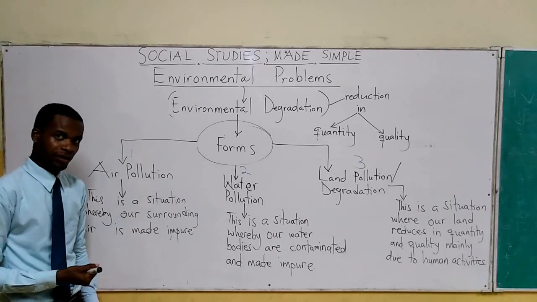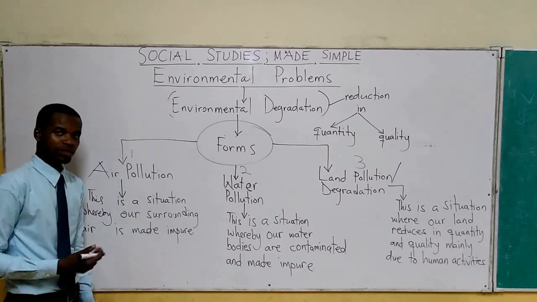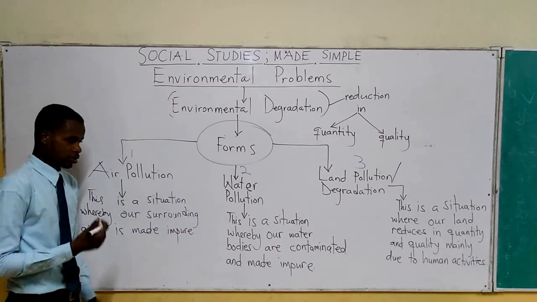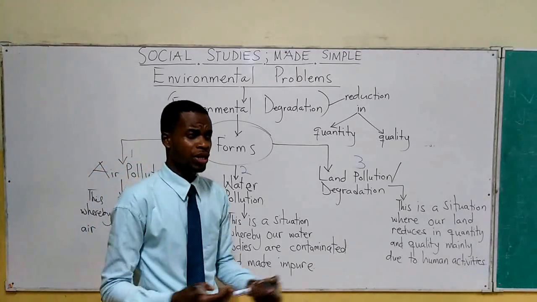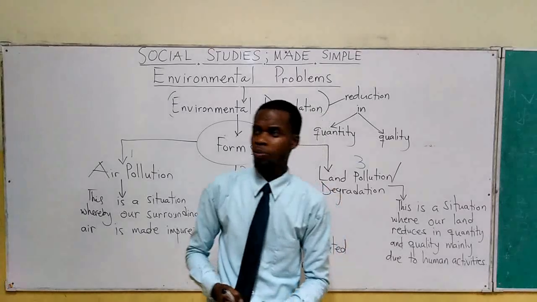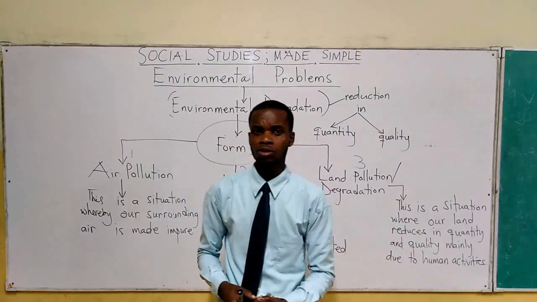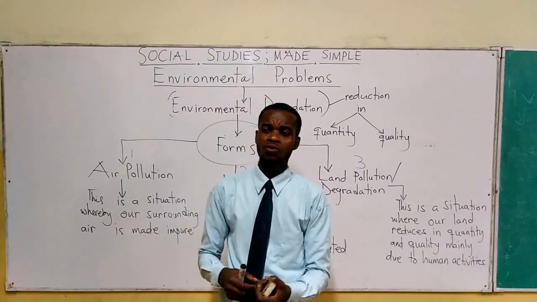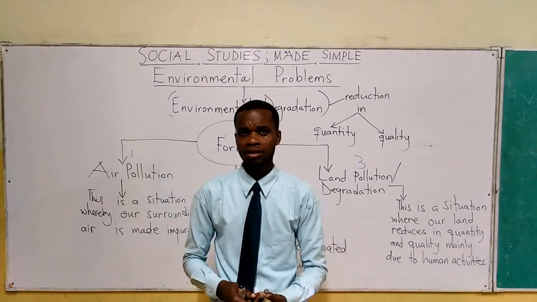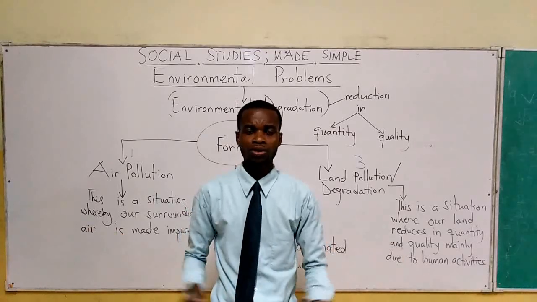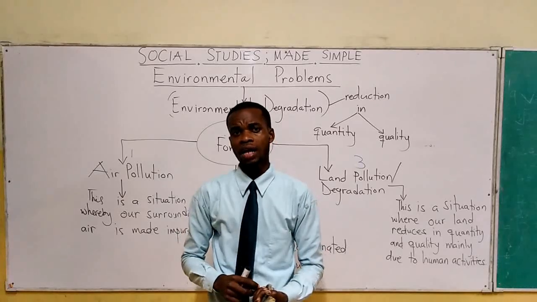The surrounding air becomes impure through so many activities. Fumes from factories. We have bush burning, where people set fire in bushes, especially hunters do that mostly. Families who go to farm and they cook on their farmlands. After that, they don't put out the fire, they leave it, and then the bush catches fire. You see that the smoke will release into the atmosphere.